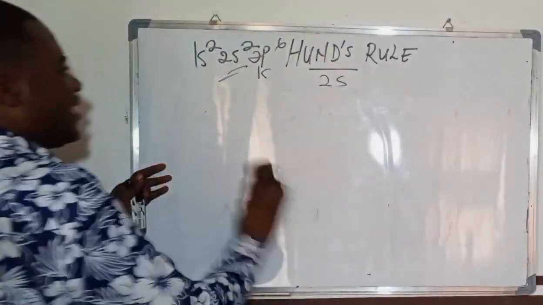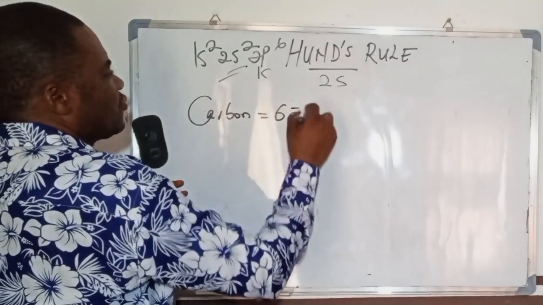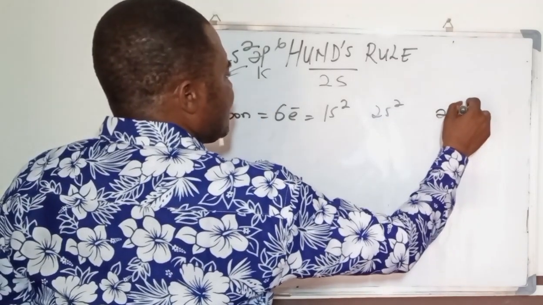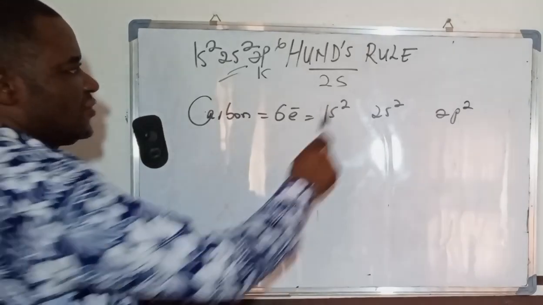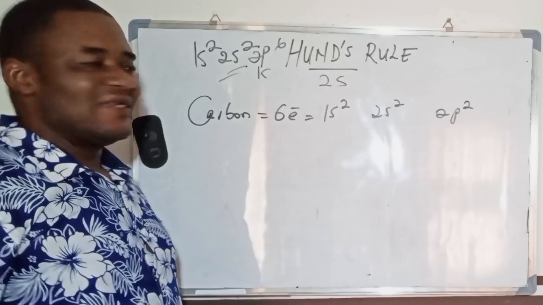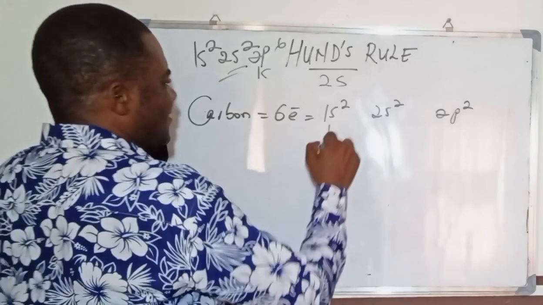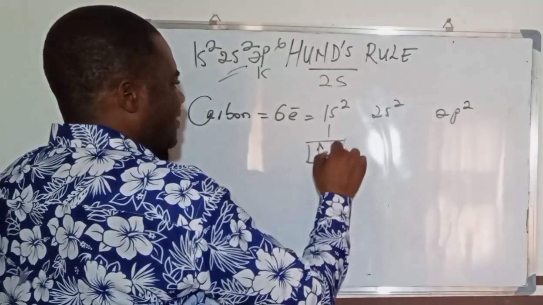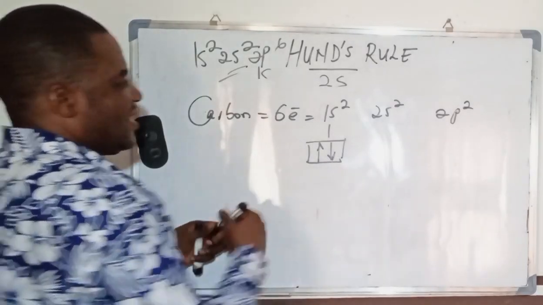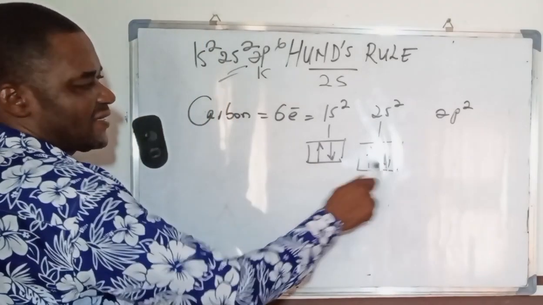Hope you know that carbon has 6 electrons. Carbon has 6 electrons, and this is 1s2, 2s2, 2p2. How do we use the Hund's rule to be able to fit in our electrons? Now, this will give us spin up and the down one. For the 2, the spins must be different, plus and minus. And this will also give us up and down, plus and minus.